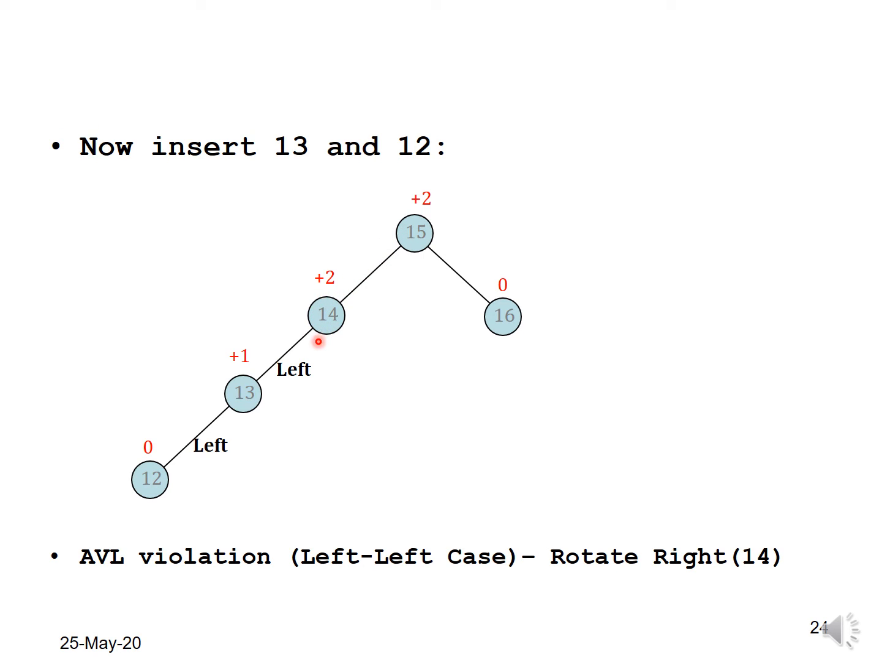Now we will consider this the left case, but we take it from the bottom side, so we will focus on these three nodes: 14, 13 and 12. Because this is the left case, we will rotate this 14 to the right. This is an AVL violation, because this is not an AVL tree, the balance factor is beyond plus 1. So this is the left case, and we rotate right to 14.